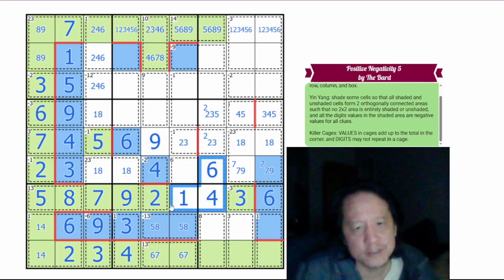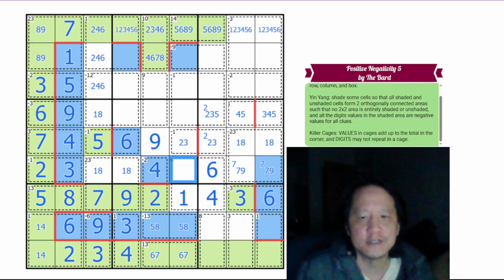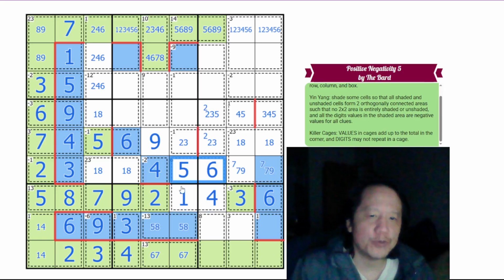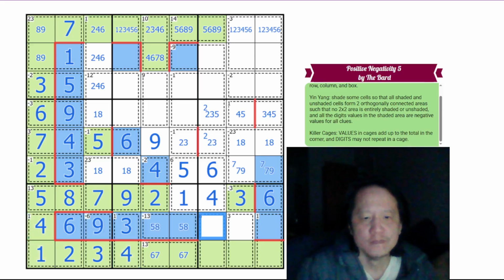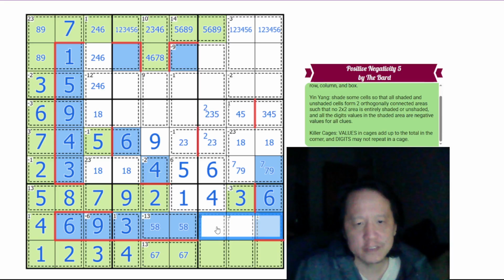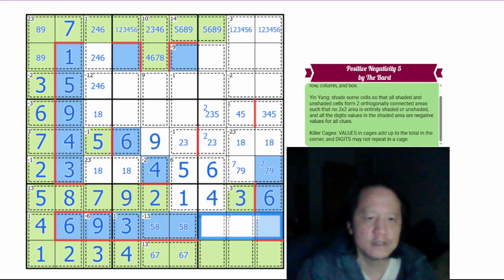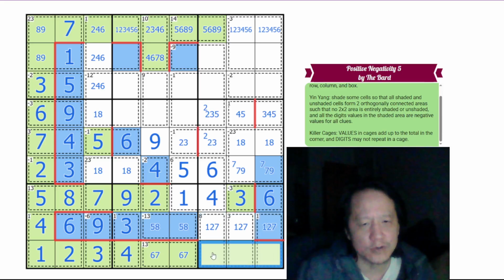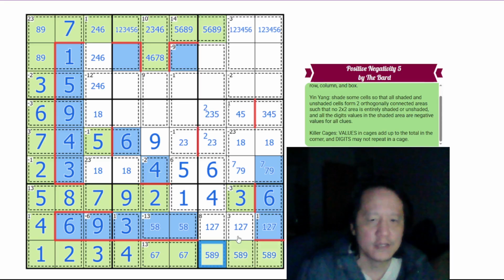We have 1, 4, and 6 here. Remaining digit is a 5. Okay, so we have to figure out some way to get this to add up to 6 with the negatives. 4 eliminates 4 here, so that's 1 and 4. Remaining digits in row 8, we have 1, 2, and 7. Remaining digits in row 9, we have 5, 8, and 9. Can this ever add up to 8? And the answer is no. We don't have 1 and 7, no 2 and 6, no 3 and 5.